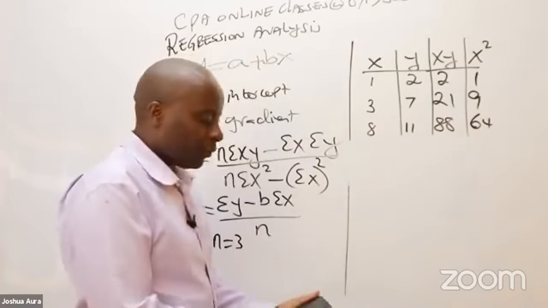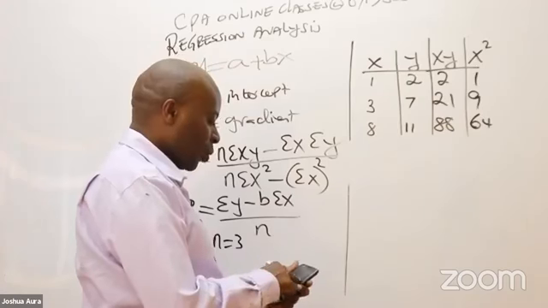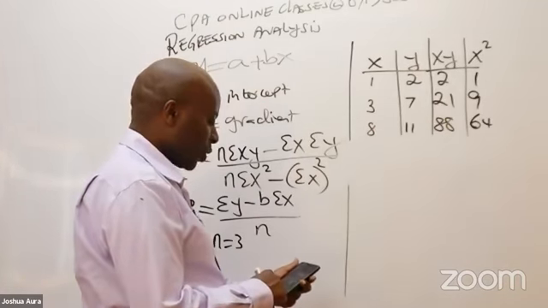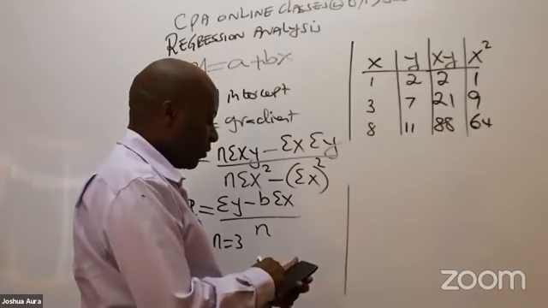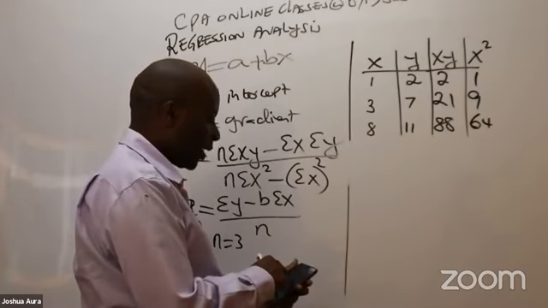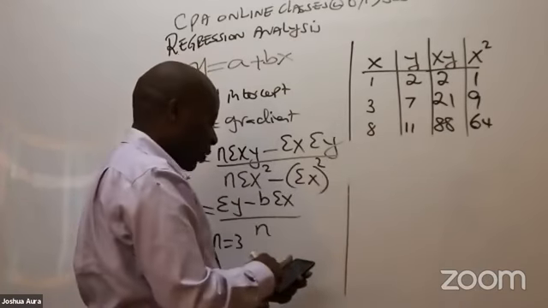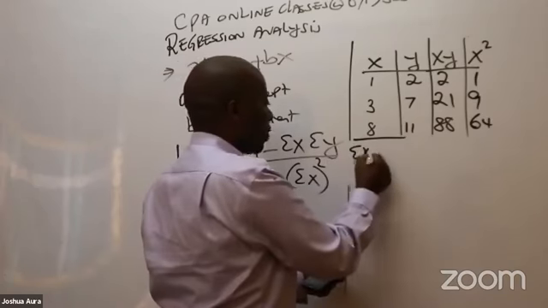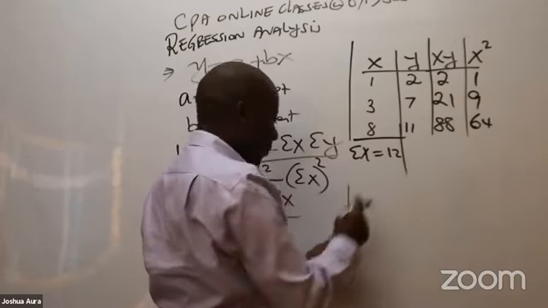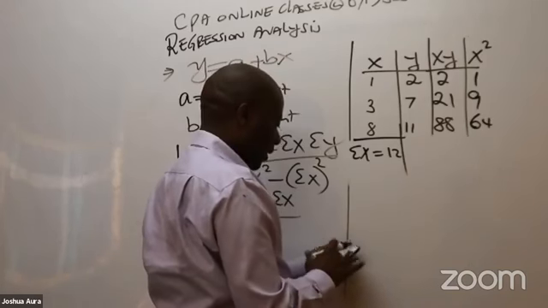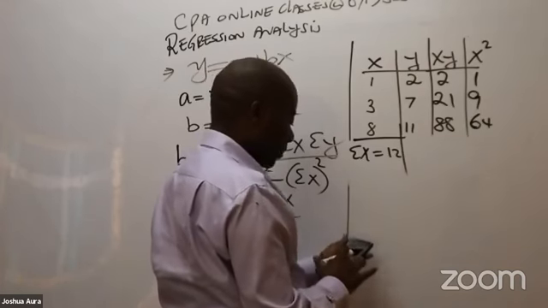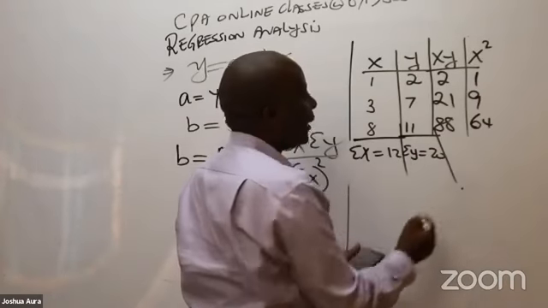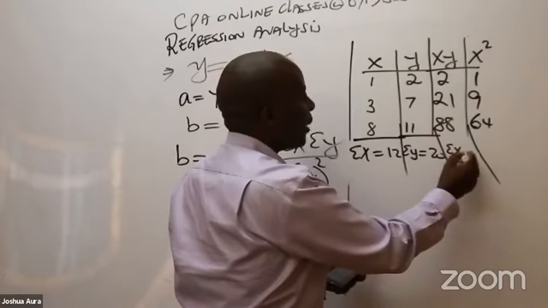So we start with the first one, which is summations of X. This is quite simple. It's 1 plus 3 plus 8, which gives me summation of X is 12. Then we have summation of Y is 2 plus 7 plus 11, which gives me summation of Y here is 20.